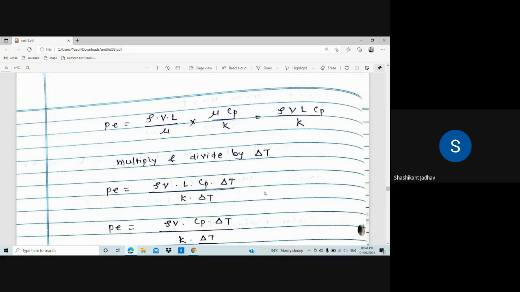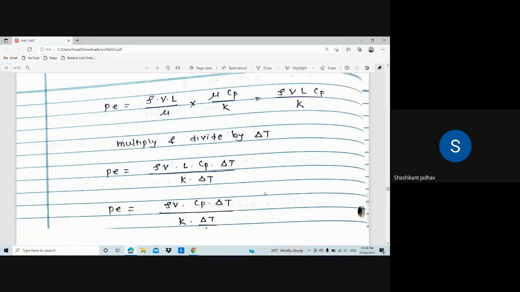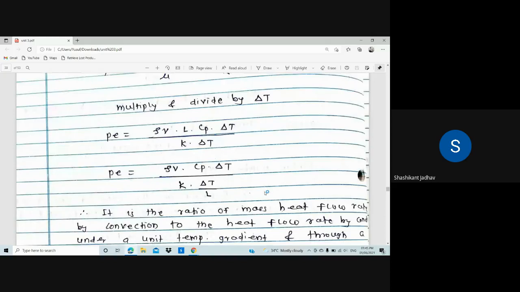Peclet number is equal to rho VL by mu into Prandtl number, which is nothing but mu Cp by K. Okay, so mu will be cancelled. So what is the remaining equation? Rho VL Cp divided by K. And then multiply and divide this equation by delta T. So therefore the equation becomes Peclet number is equal to rho V L Cp delta T divided by K into delta T. Okay. Then we write the same equation as Peclet number is equal to rho V into Cp into delta T divided by K into delta T divided by L.